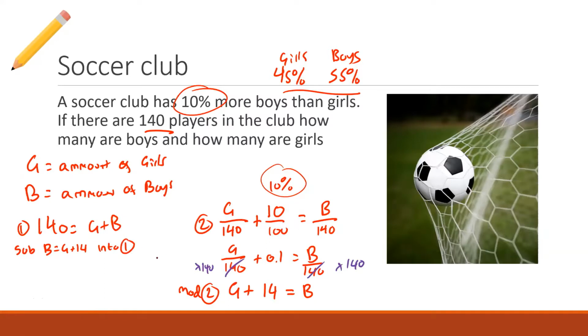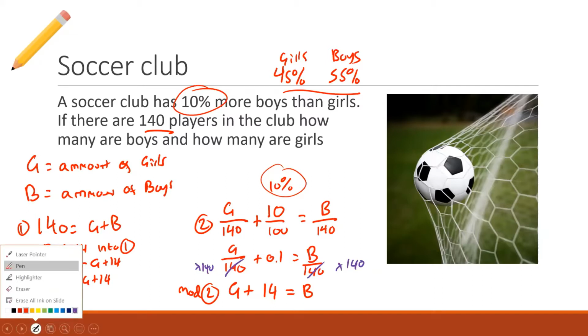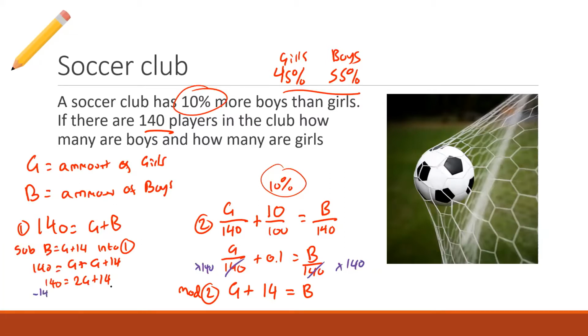That's going to turn this one into 140 equals G plus, in this case, B, which is G plus 14. That's going to make 140 equals 2G plus 14. Next step, remove 14 from both sides, which is going to give us 126.